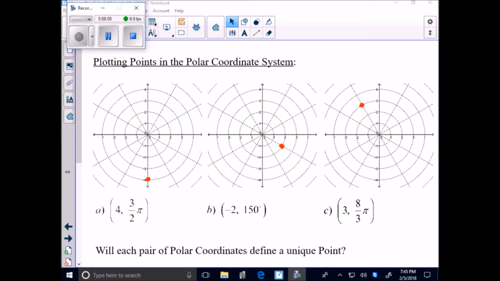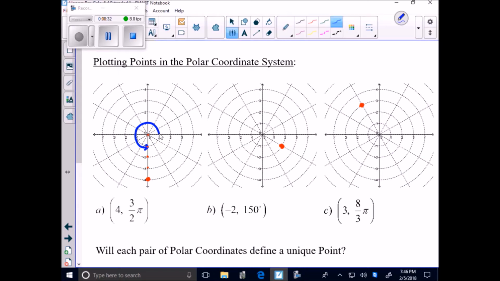All right, so with our first point, for 3/2 pi, we rotate to 3/2 pi, and then we go a distance of 4 down the y-axis, so 1, 2, 3, 4, and that gives us our point right there.